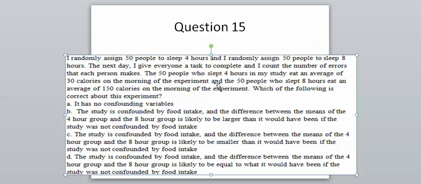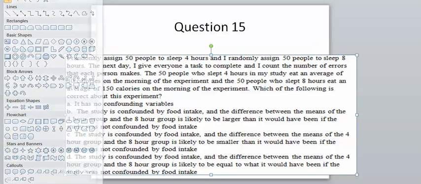Which means that the difference between the two groups will end up getting bigger because we have one group that had a full night's sleep and a good amount of food, and another group that didn't get enough sleep and also didn't get enough food. So what that's going to do is it's going to make the difference in performance between the two groups even larger.